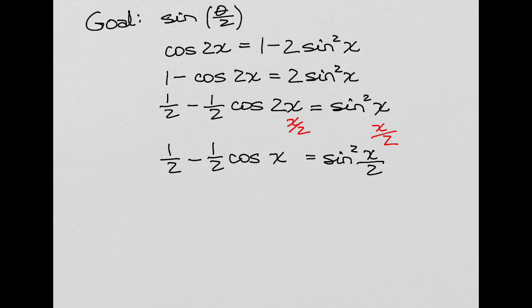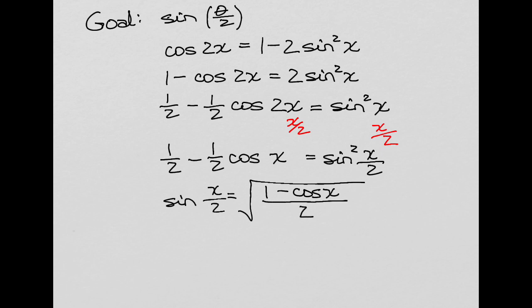The goal was the sine. I have sine squared. How do you go from sine squared to sine? You unsquare, you take a square root. So the sine of x over 2 is the square root of 1 minus cosine x. Since there's a common denominator there, I'm going to go ahead and just put them together over the common denominator.